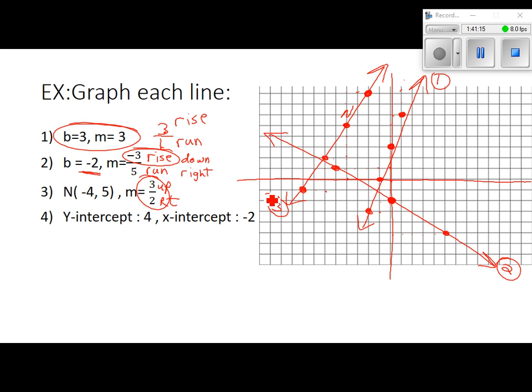Next one, they tell us the y-intercept and the x-intercept. The y-intercept is just telling you where the line crosses the y-axis. So you just go to where y is 4 on the y-axis. 1, 2, 3, 4. That's that point right there.